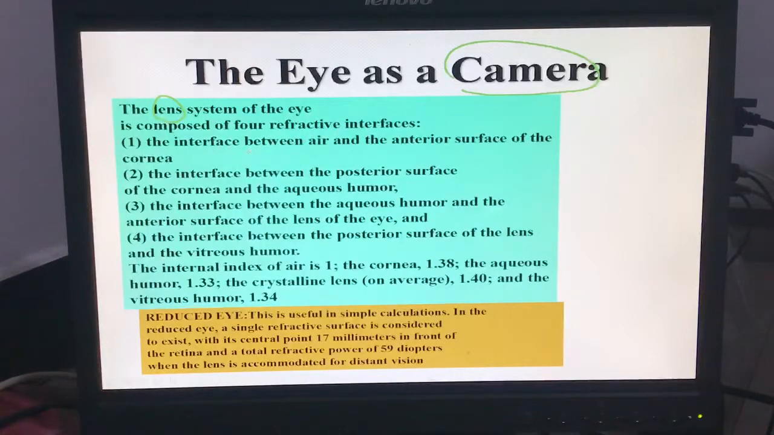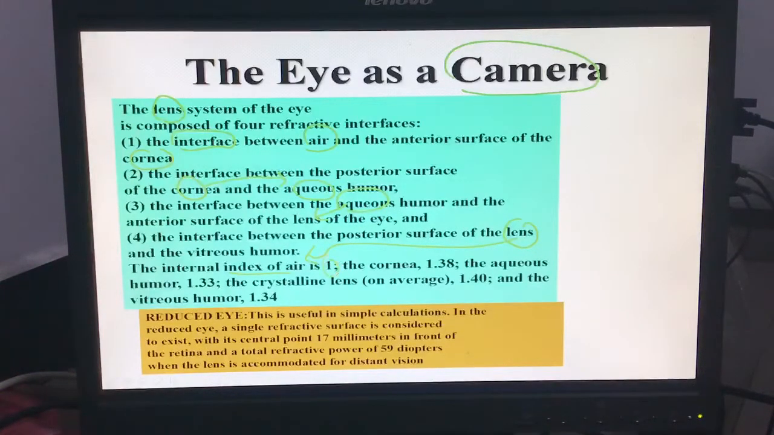The light rays enter the eye and the medium changes. First from the air, it enters the cornea. Then from the posterior surface of the cornea, we have the aqueous humor, so light enters from the cornea to the aqueous humor. Then from the aqueous humor, the light ray goes to the lens. Just behind the lens, we have the vitreous humor, so from the lens the light ray goes to the vitreous humor. Each of these media has a separate density, so their refractive index is also different.